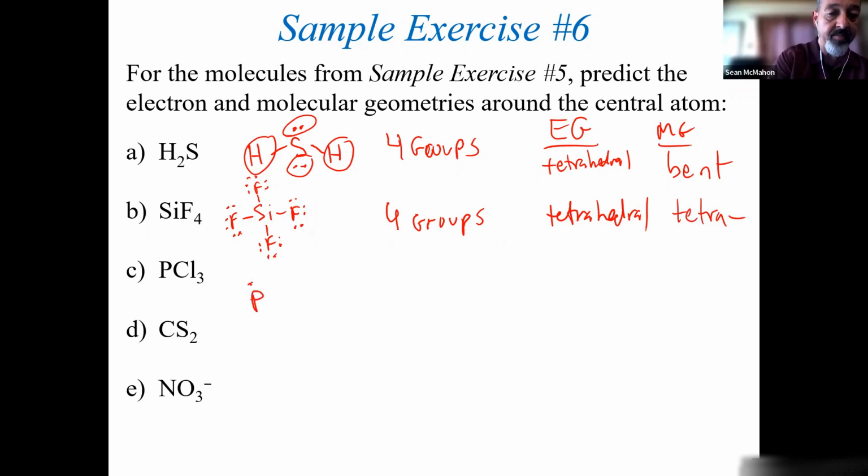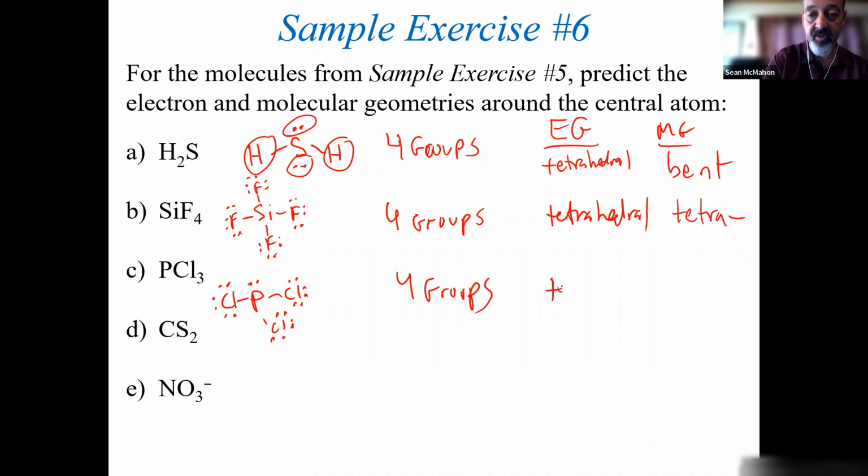Where is it different? PCl3. If you remember from last time, this is what we had. So 4 groups, right? So tetrahedral. What are the 4 groups? Well, we have 3 chlorines, 3 atoms, and 1 lone pair. Because there's a lone pair, the molecular geometry is different. What is that? Pyramidal.